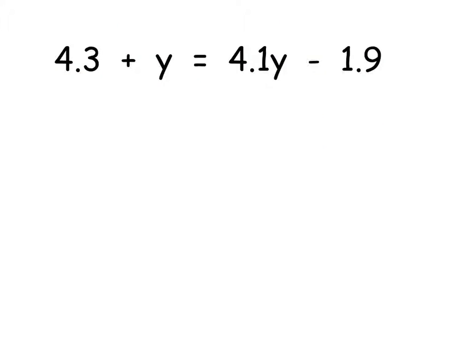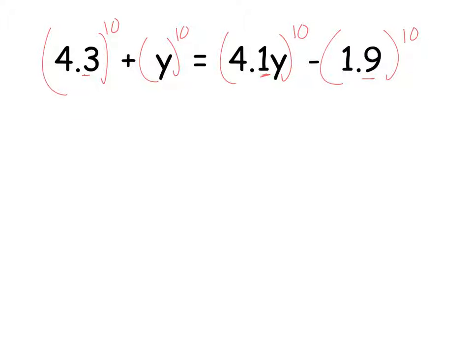Okay, let's try that trick with this problem. Notice that I have one number behind the decimal, one number behind the decimal, one number behind the decimal. So all we need is to move our decimal point 1 place. That means we're going to multiply everything by 10. Okay, remember 1 place you multiply by 10, 2 places 100, 3 places is 1,000, and so forth. So we make this 43 plus 10y equals 41y minus 19.